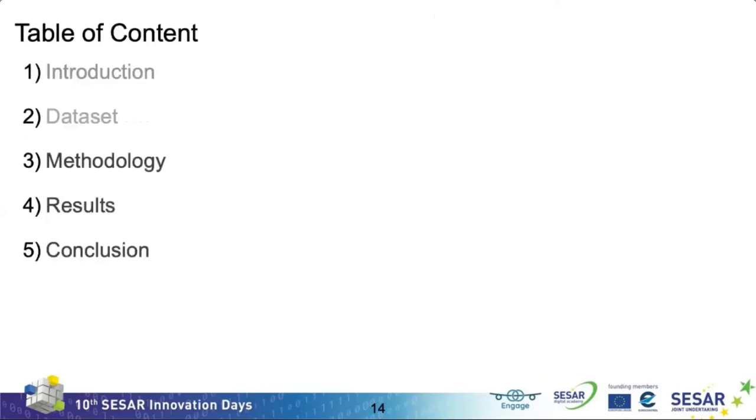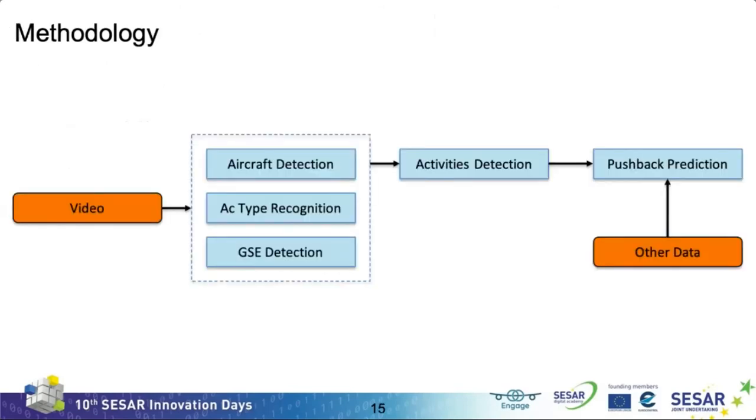The next section is methodology. The diagram describes the proposed framework, which monitors the aircraft turnaround process and predicts the pushback. From the videos, computer vision-based models are applied to detect aircraft and ground support equipment, and recognize aircraft types. Next, activities are detected. Finally, by combining with other data, including the turnaround manual from the airport planning manual, turnaround from historical data, and the scheduled departure flight from the airport website, pushback time is predicted and updated in real time.